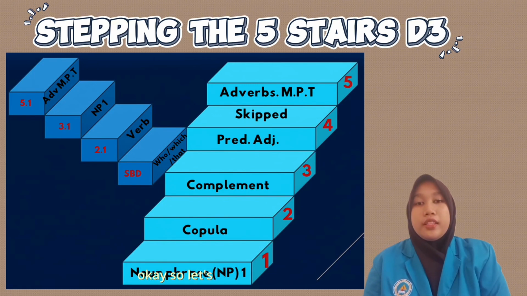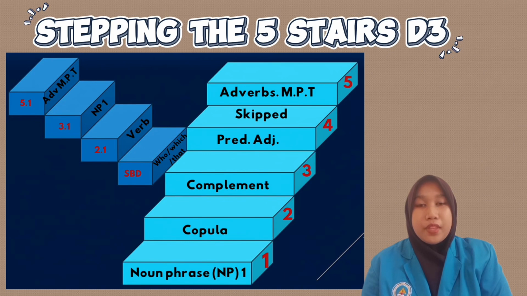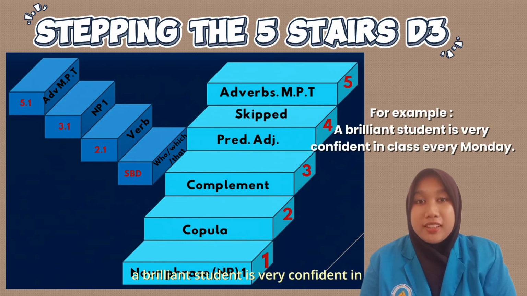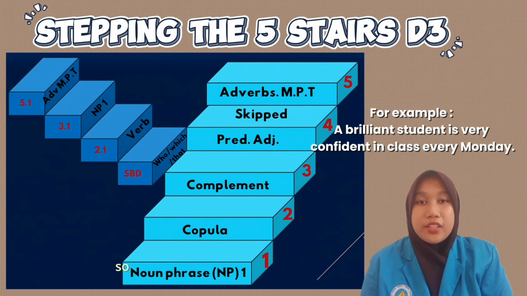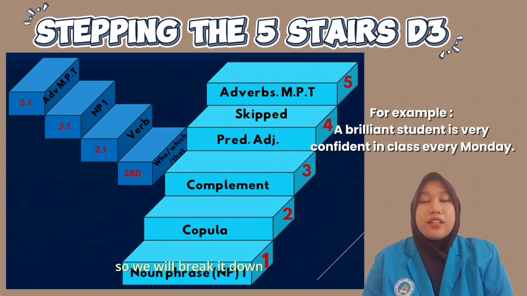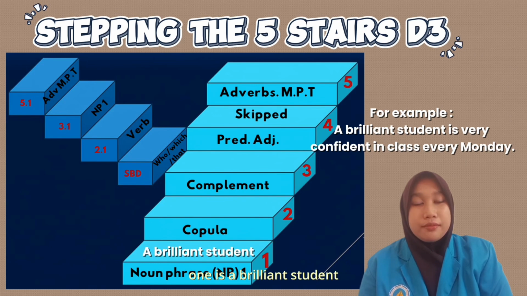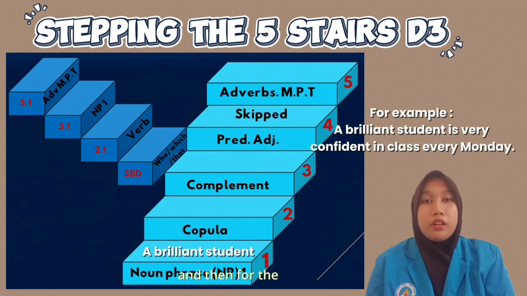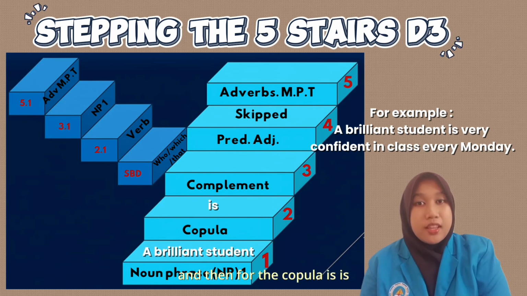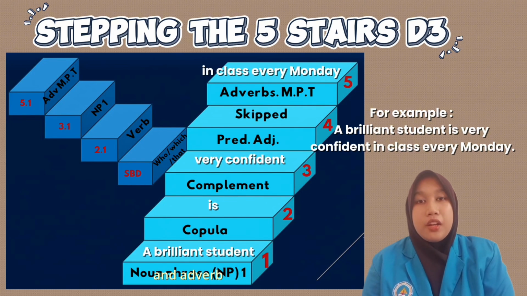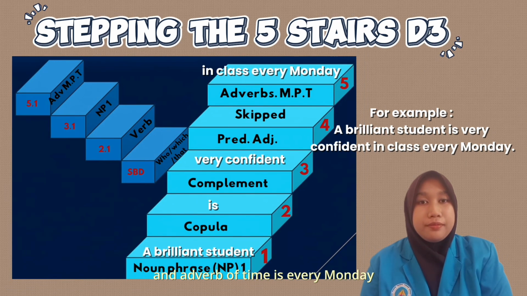Okay, so let's start with a simple sentence. For example, a brilliant student is very confident in class every Monday. Okay, so we will break it down. The NP1 or noun phrase 1 is a brilliant student. And then the copula is. And then the complement, very confident. Adverb of place is in class. And adverb of time is every Monday.